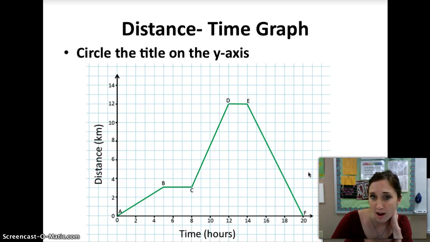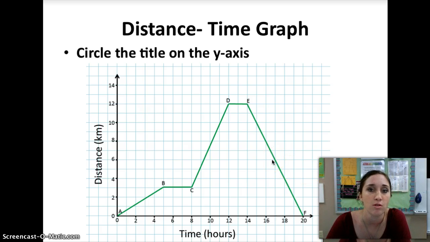So let's look at this graph right here. Anytime you get a graph, you need to circle the y-axis title. In this case, the y-axis title is distance right here, so you are going to circle this on your paper. It's the same graph on your paper. That means whatever is being graphed is talking about the distance over the amount of time. The total amount of time covered here is 20 hours, so you're looking at the hours, and my whole distance is 14 kilometers. So you need to look at your units as well.